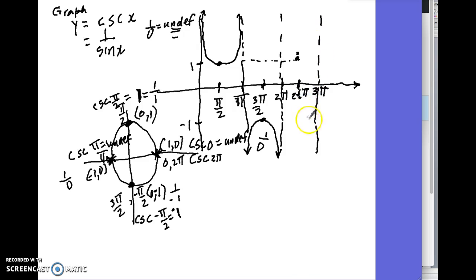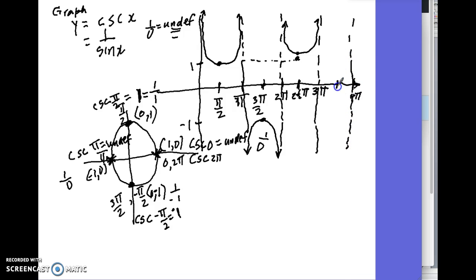And it's undefined right here at 2 pi. It's undefined right here at 3 pi. But it's positive in the first and the second quadrant. So positive going down to 1. Undefined at 3 pi, which is right here. And then finally, this is 2 pi, this is 3 pi, and now I'm going to complete it all the way here to 4 pi. At 4 pi right here, it's undefined again, because 4 pi is just like 0.